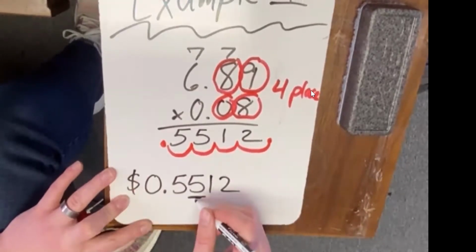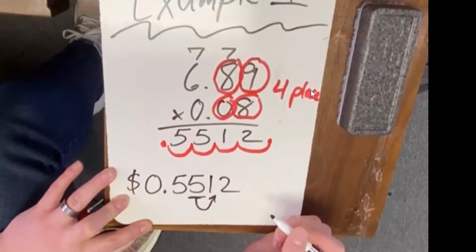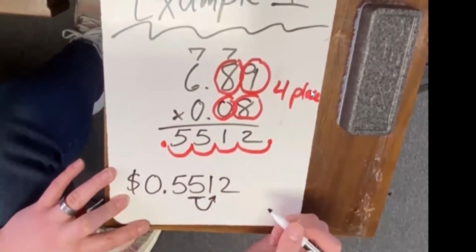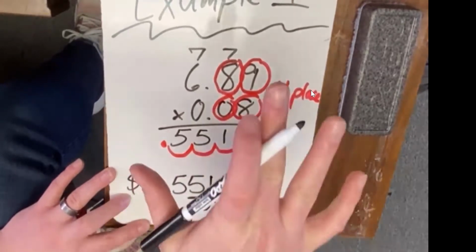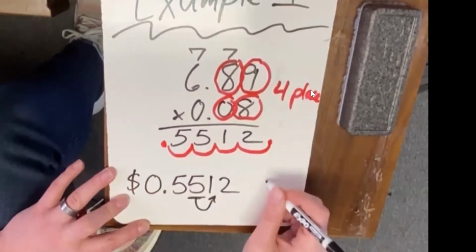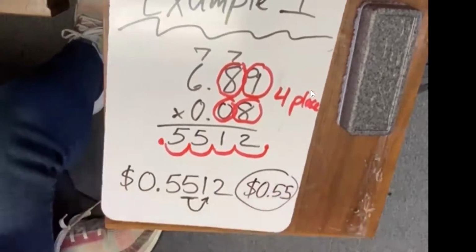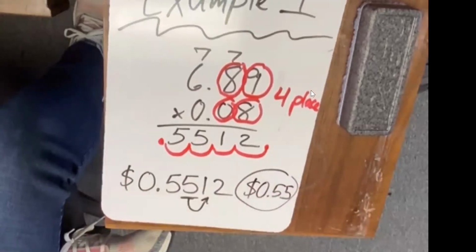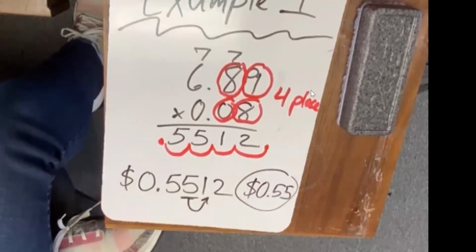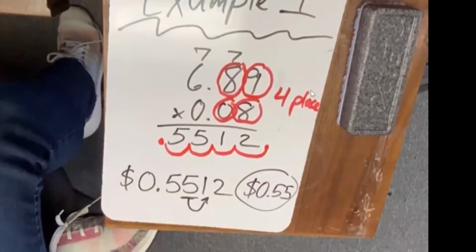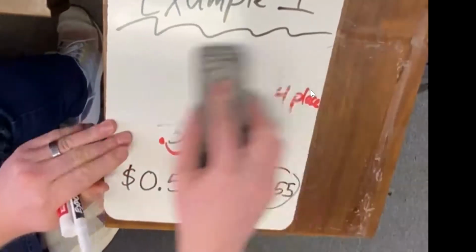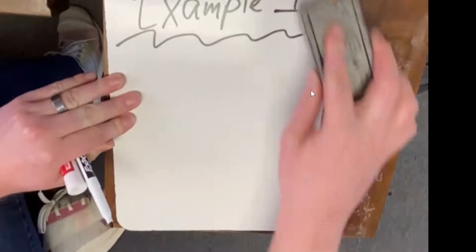In money terms, I need to round it to the nearest hundredth. So I look at the 5, take a look at the 1. Do I round up or down, or do I stay the same? I just stay the same. So my answer is going to be 55 cents is how much tax is added on. All right, 55 cents. That's the sales tax. All right, so let's try example 2.